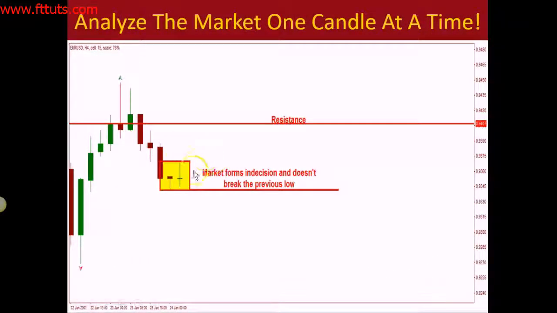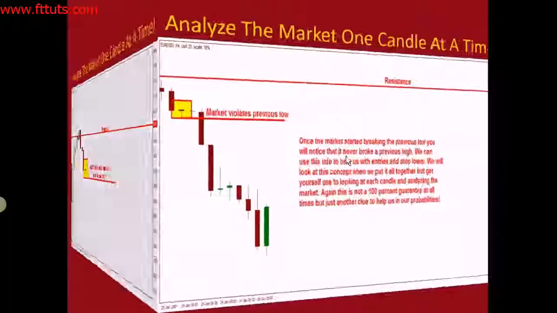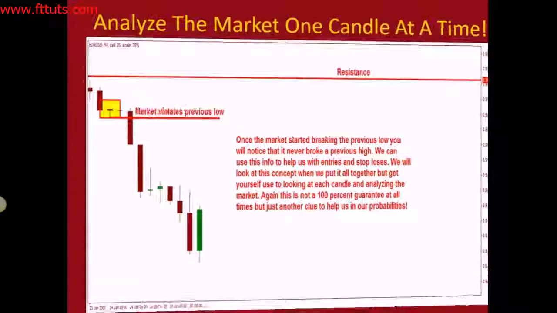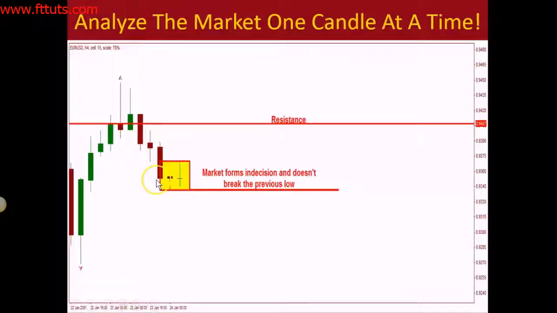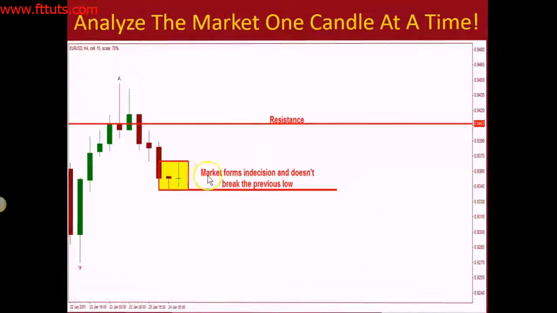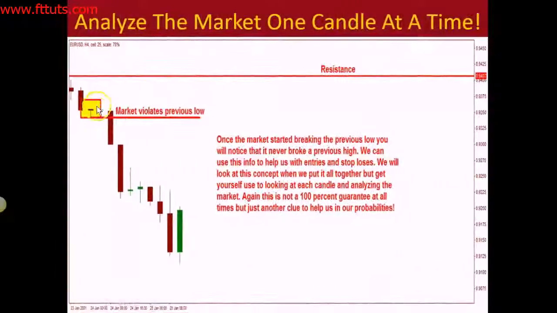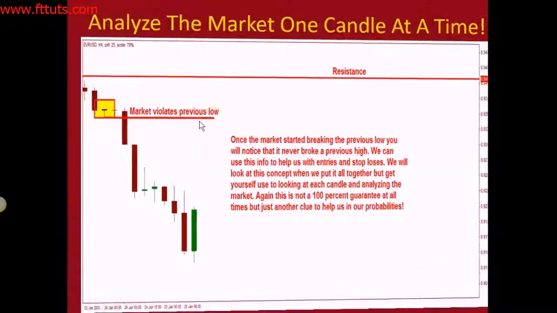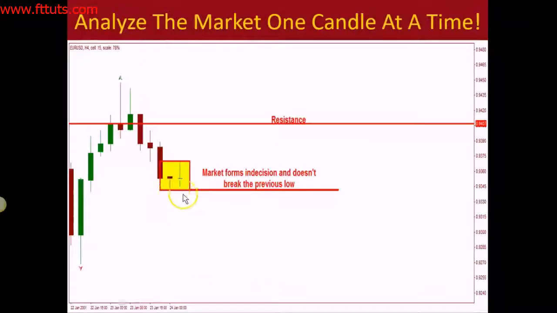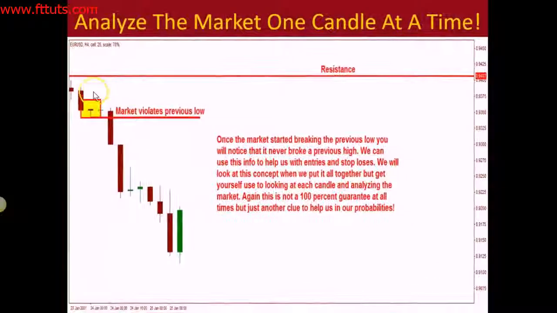So the market forms indecision and doesn't break the previous low. It formed an indecision candle and didn't break that previous low yet. And then you have resistance here. So let's back up. You can see this is where we are. And then now we're up here. The market violates that previous low. This was the low we were looking to violate. And you can see that line here. That's why you box this market in. It violated that level, and there you go.